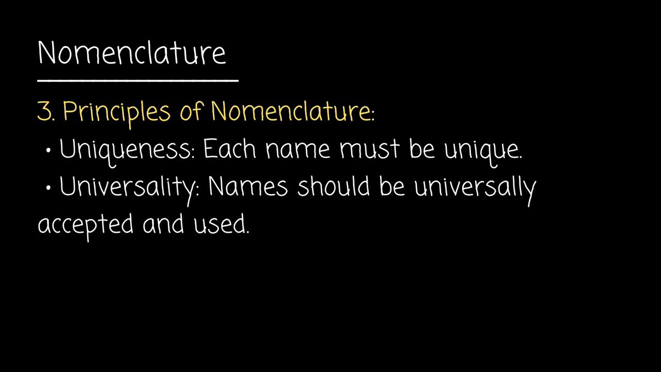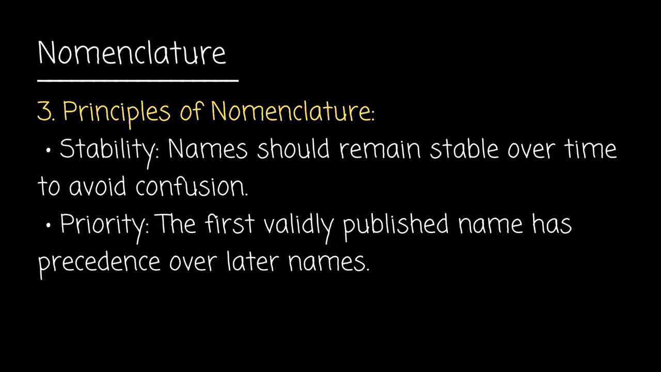3. Principles of nomenclature. Uniqueness. Each name must be unique. Universality. Names should be universally accepted and used. Stability. Names should remain stable over time to avoid confusion. Priority. The first validly published name has precedence over later names.